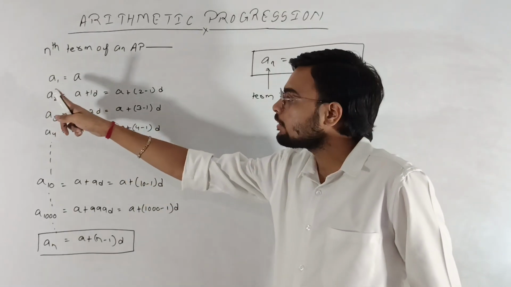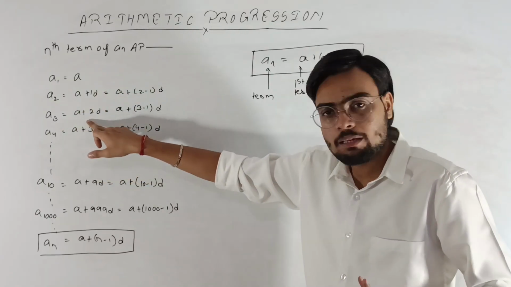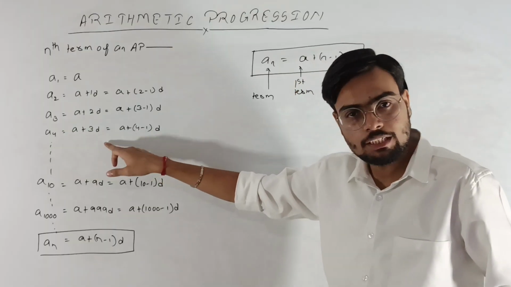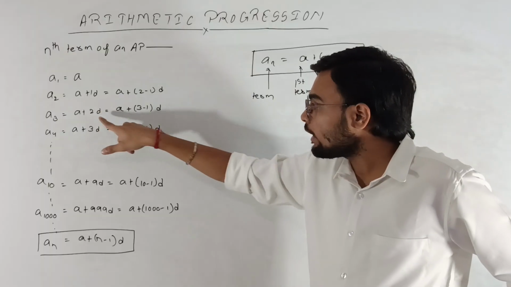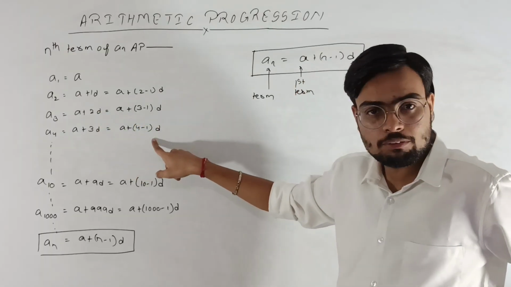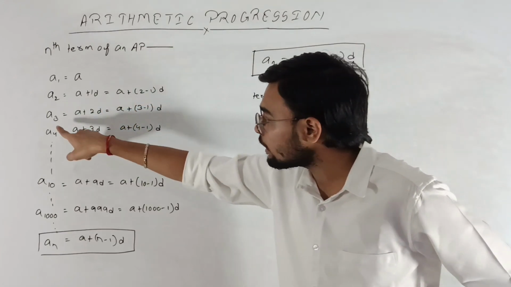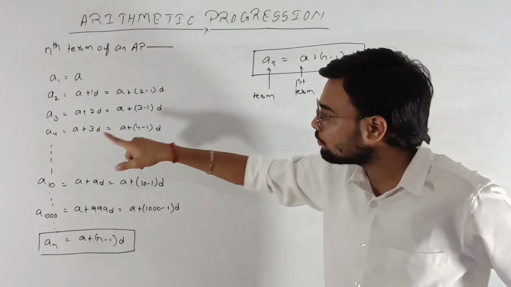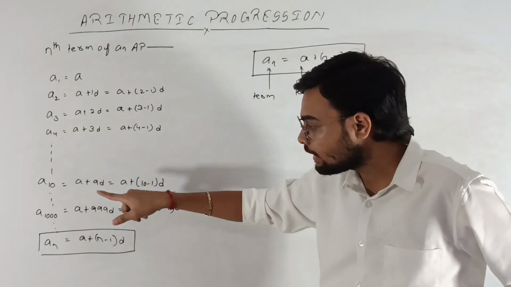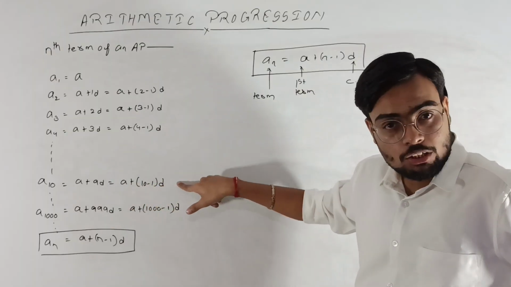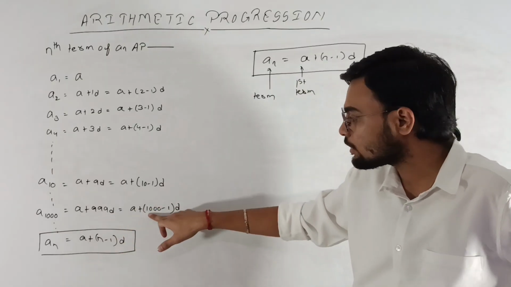For the first term of AP, we write a. Now for the second term, what do we write? A plus 1d. For the third term, a plus 2d. For the fourth term, a plus 3d. Now look, I write 1d as 2 minus 1, 2d as 3 minus 1, 3d as 4 minus 1. Second term a plus 1d, I write a plus 2 minus 1 into d. For the third term, 3 minus 1 into d. For the fourth term, 4 minus 1 into d. Similarly for the 10th term, a plus 9d is a plus 10 minus 1 into d. And for the 1000th term, a plus 999d, that is a plus 1000 minus 1 into d.